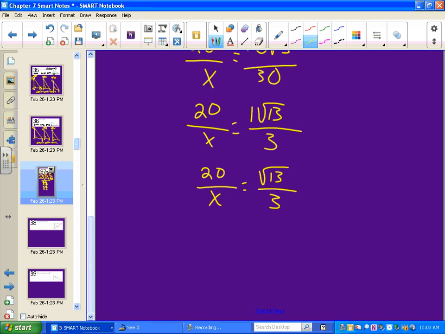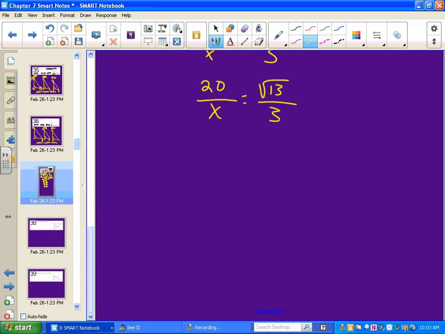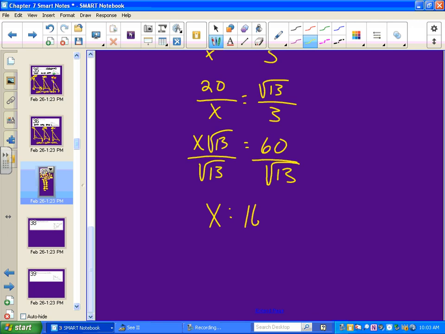From here we cross multiply. 20 times 3 is 60. And x times the square root of 13 is x square root of 13. From here, we divide by the square root of 13. And we can just get the decimal answer here. So we're going to do 60 divided by the square root of 13. And we get 16.64.